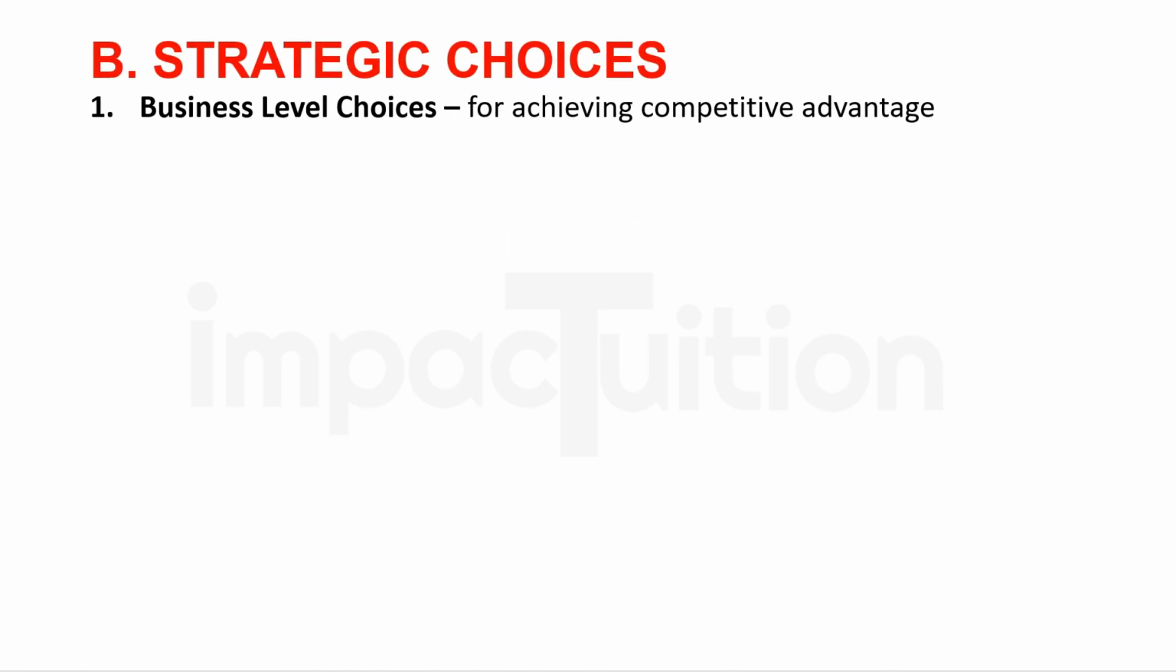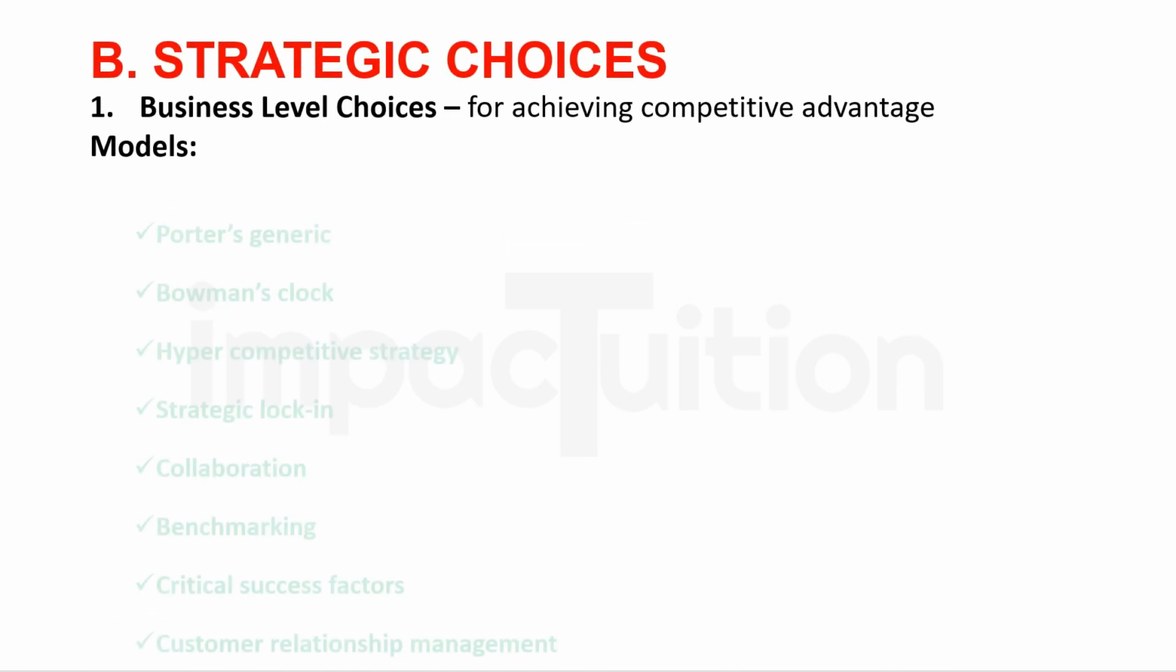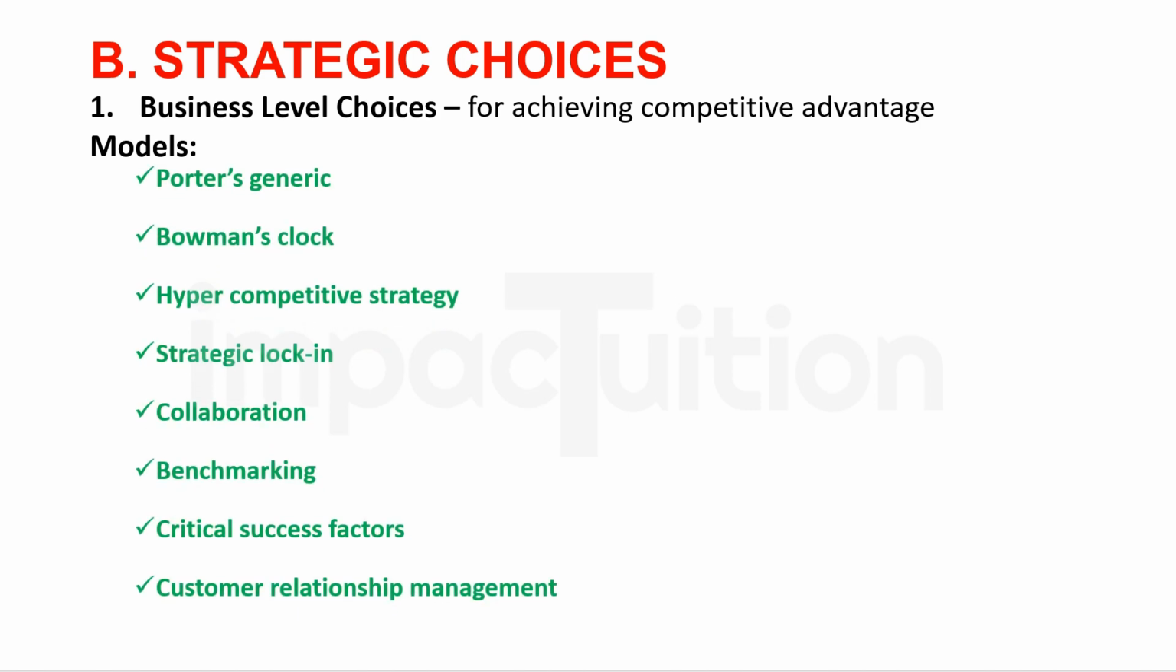For the business level choices, the models we will discuss include Porter's generic, Bowman's clock, hyper-competitive strategy, strategic lock-in, collaboration, benchmarking, critical success factors, and customer relationship management. These are the models under the business level choices. We will look at the details of each of these models.